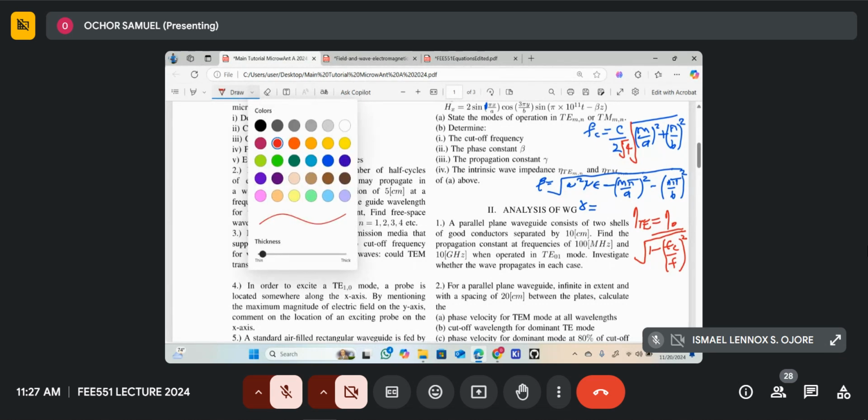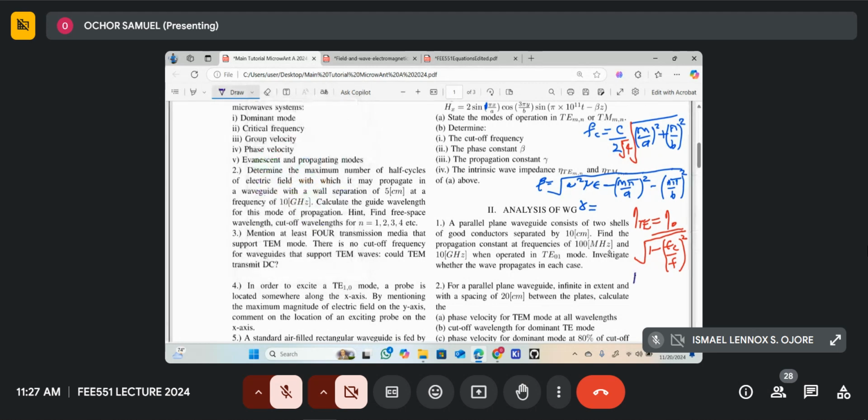What about for TM? For TM, it will be zeta times the square root of 1 minus fc over f squared. I hope everyone is in agreement. These are the formulas.